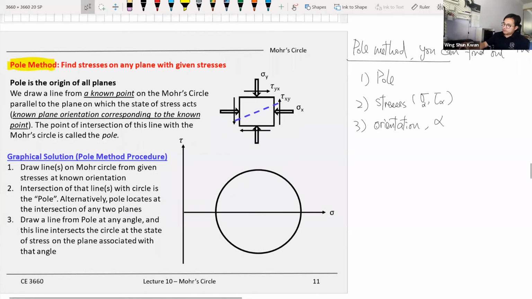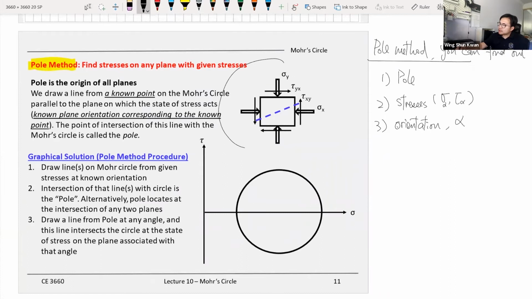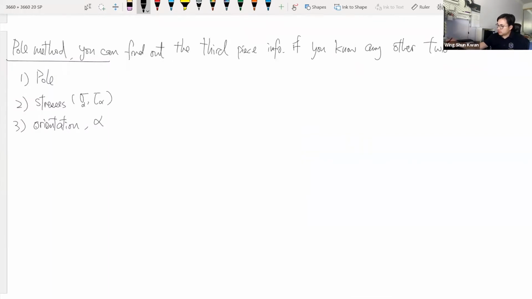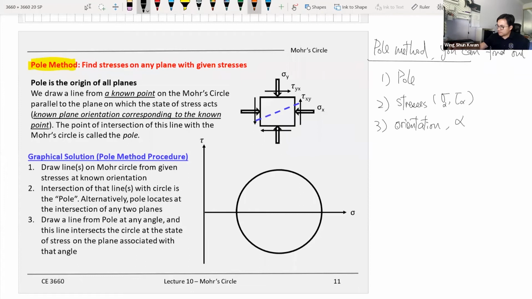So for example, here you have these elements. If I just look at this piece of information, or this piece of stress, remember the pole method, right? Pole, stress, and orientations. So when I circle this stress, I better also circle the plane. So this is the plane that I talk about.